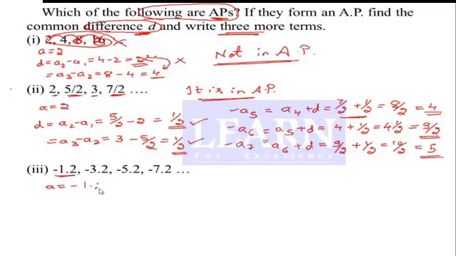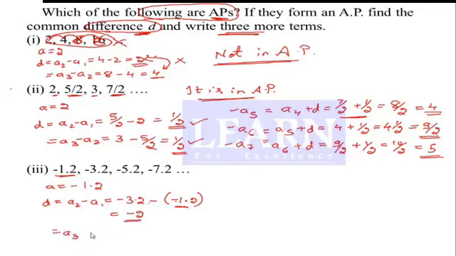Here A is minus 1.2. Next we need to check for difference. D is A2 minus A1, which is equal to minus 3.2 minus of minus 1.2. Look here, both has negative sign. It means minus of minus, it will become plus. So minus 3.2 plus 1.2 will give minus 2.0, or we can say minus 2.